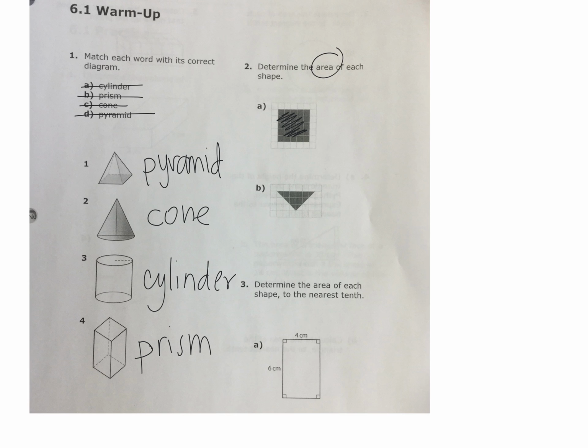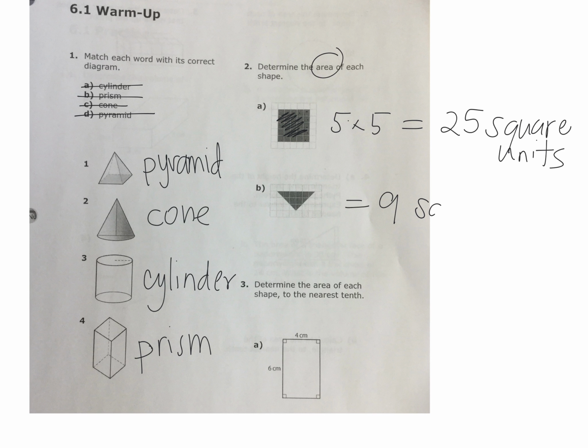So let's just count. How many black squares are there? 1, 2, 3, 4, 5 by 1, 2, 3, 4, 5. What's 5 times 5? Good. 25 square units. Yep. And how many? The correct answer is 9 square units. Okay? And then finally the last one, what shape is this?